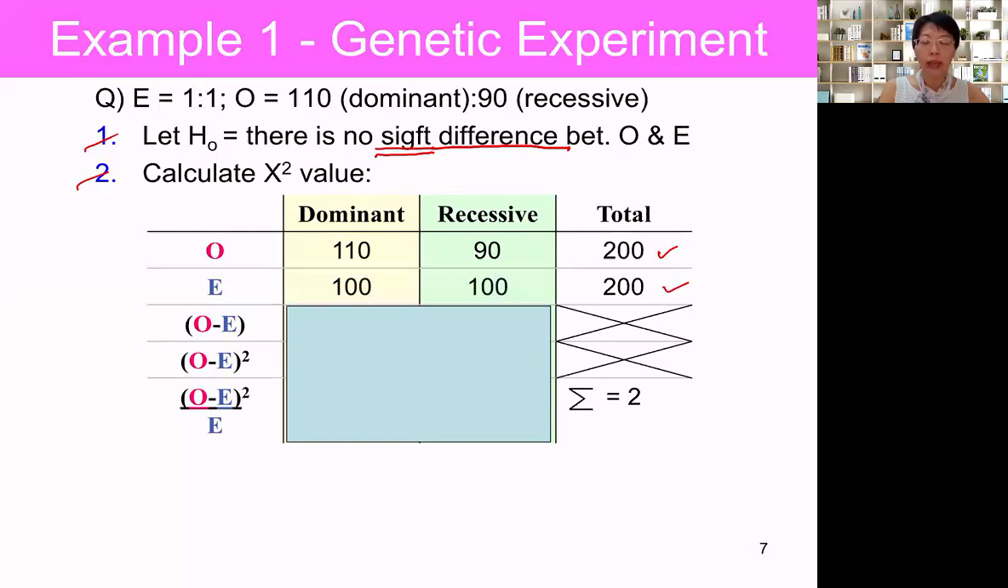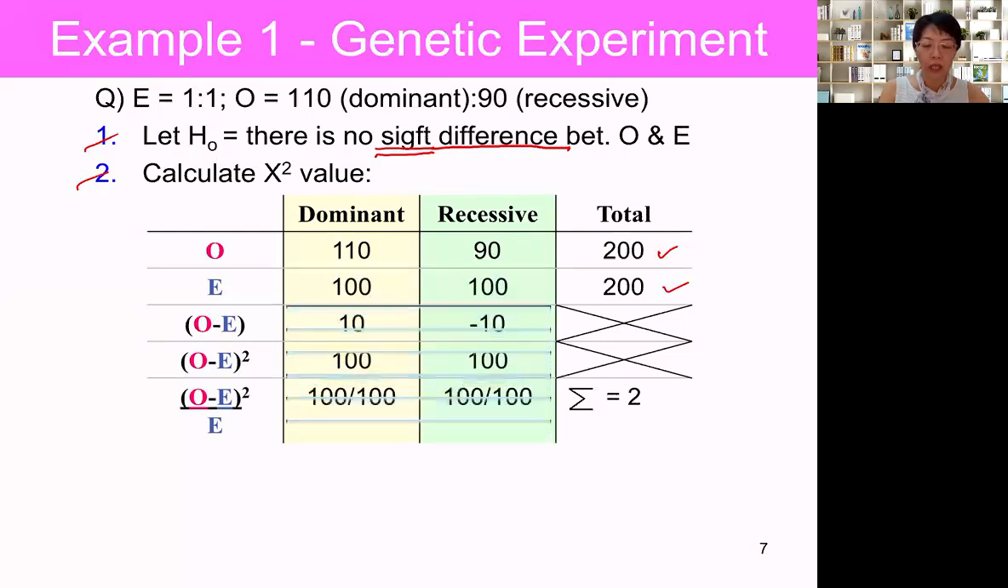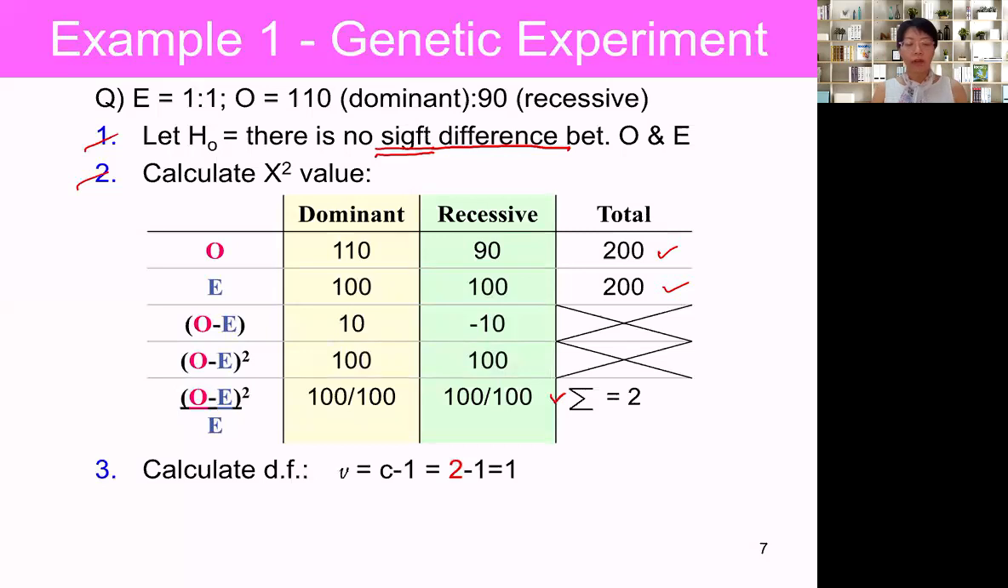Then after that, you do the calculation step by step. So what is (O minus E) squared, and (O minus E) squared divided by E? Do the calculation, and then after that, add up the summation for the 2 categories. So this is equals to 2. I think you need to fill in your notes. So now you've calculated your chi-square value is equals to 2, all right?